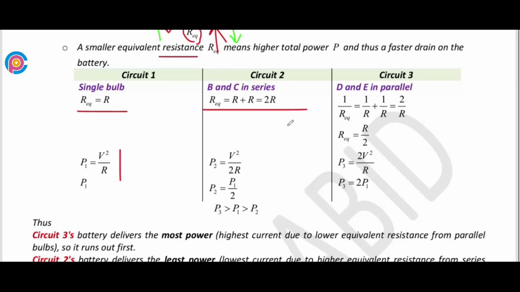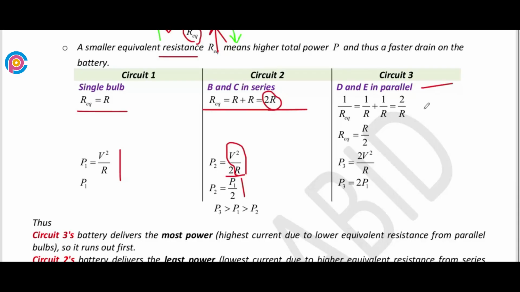In circuit 2, B and C are in series. Series total resistance is the algebraic sum, so R plus R is equal to 2R. Simple algebraic sum in series. So for the equivalent value we place 2R, and that gives half of P1. Let this be P1. So P1 by 2. And in circuit 3, when D and E are in parallel, we take the reciprocal sum of the resistances.